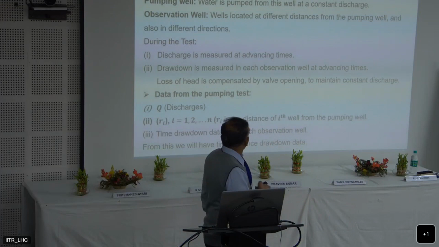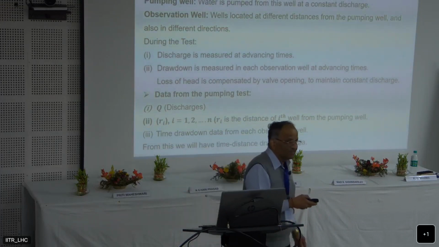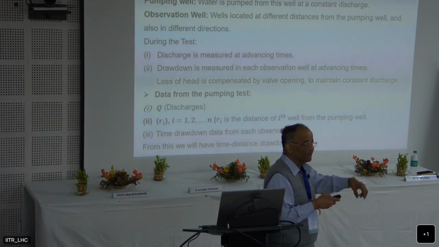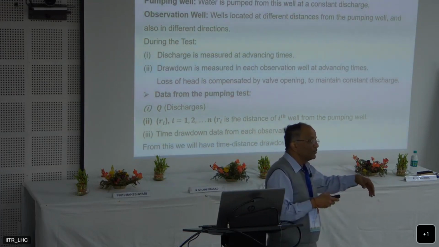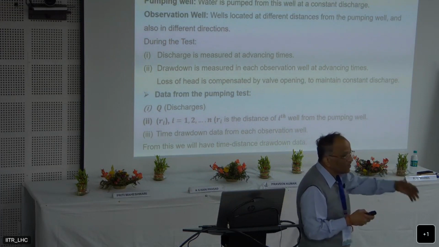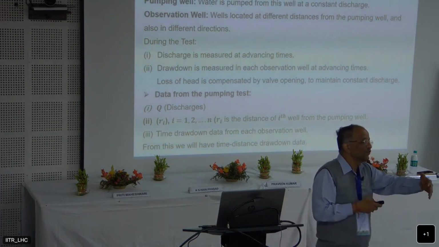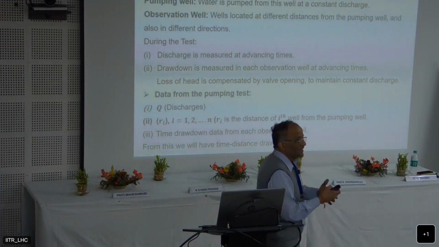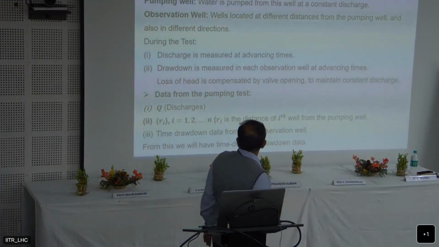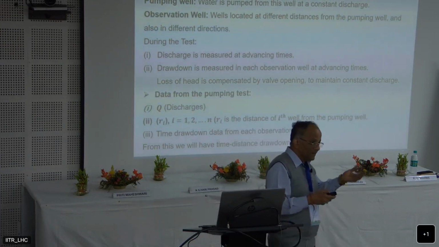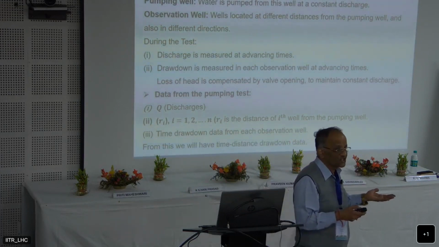Then we will have this system. We will have a pumping well, where we will be pumping the water, and we will also be observing the drawdowns in some 4 or 5 surrounding wells near this at different radial distances and in different directions. If we do this, we start pumping the well with constant discharge.